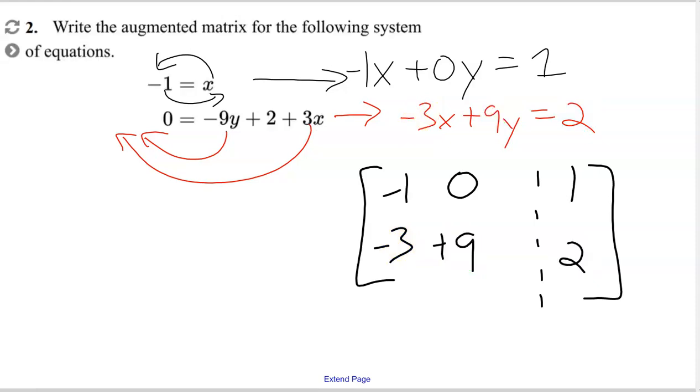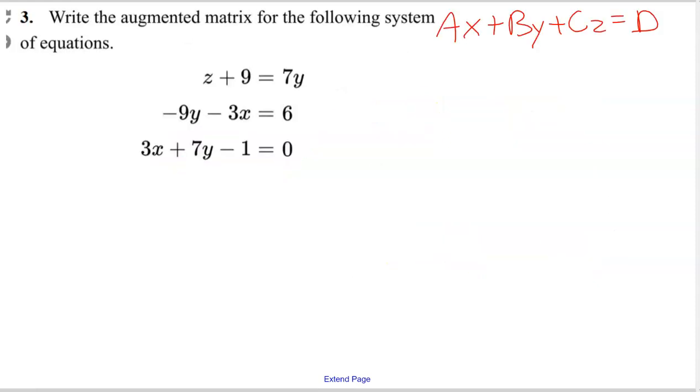Alright, now let's take a look at another one. Now this one has a standard form of ax plus by plus cz equal d. So now we got a third variable that we got to line up. So the matrices is going to be bigger, but still the same principle. If you're moving it to the other side, change the sign.